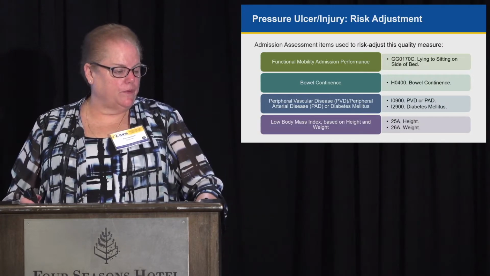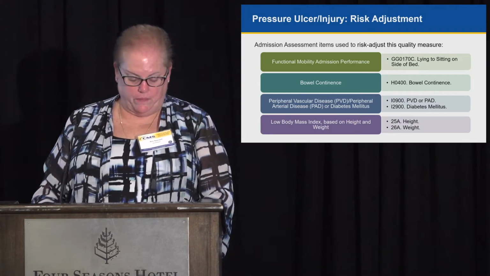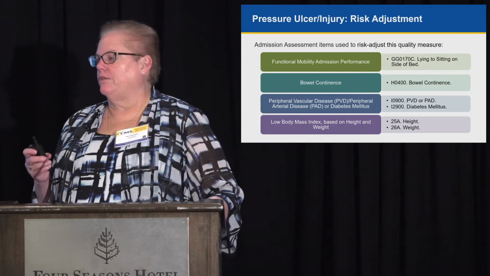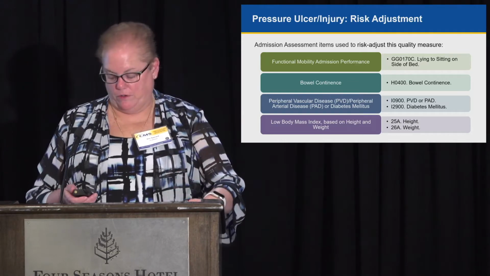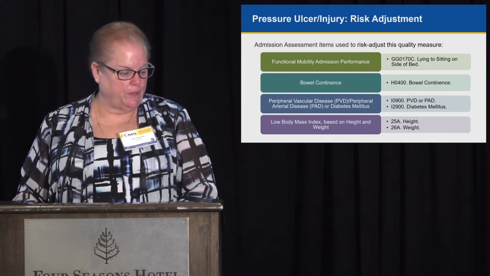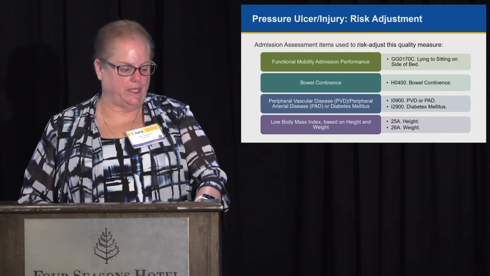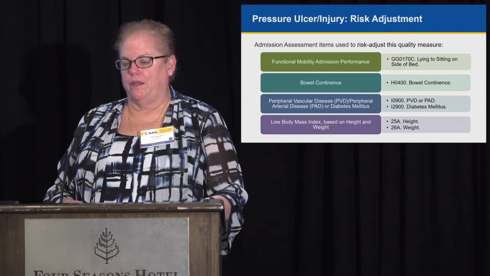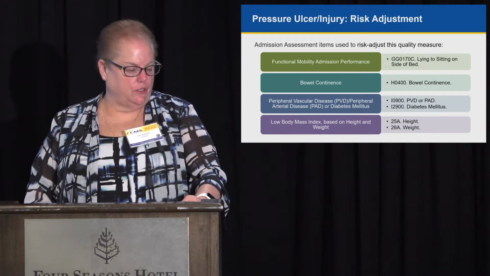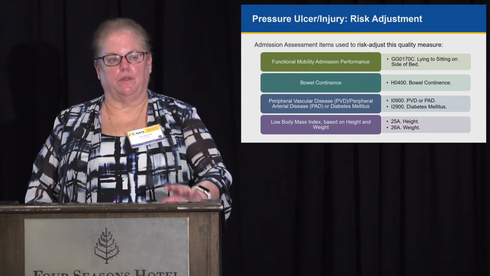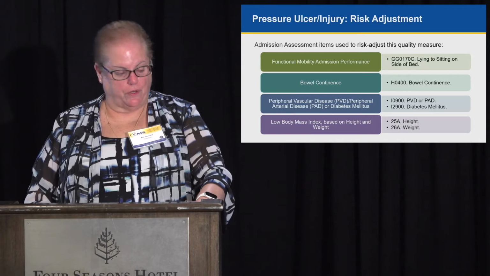So the risk adjustment: admission assessment items used to adjust this quality measure. There's a couple of areas that we look at in the assessment that then say someone is either a higher risk or lower risk for a pressure ulcer. So functional mobility admission performance. GG0170C, lying to sitting on side of bed, is a risk adjuster for this measure. Then H0400, bowel continence, so whether they're incontinent or not, is an area that will put you at higher risk if they're incontinent.